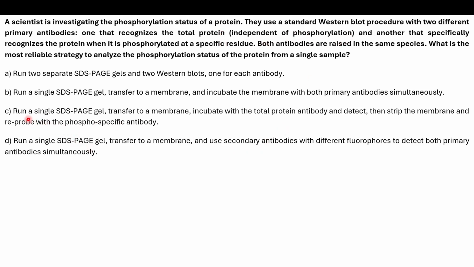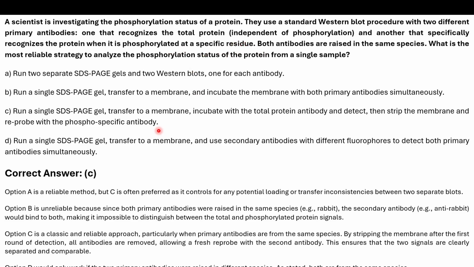So that's why an ideal thing to do would be you run a single SDS-PAGE gel, transfer the protein bands onto a membrane, and incubate with the total protein antibody first, which recognizes the protein independent of the phosphorylation status. And then you strip the membrane of this particular total protein antibody. And then again, you reprobe the membrane with phospho-specific antibody, which will eventually go and bind to the specific protein, which is phosphorylated at the specific residue.